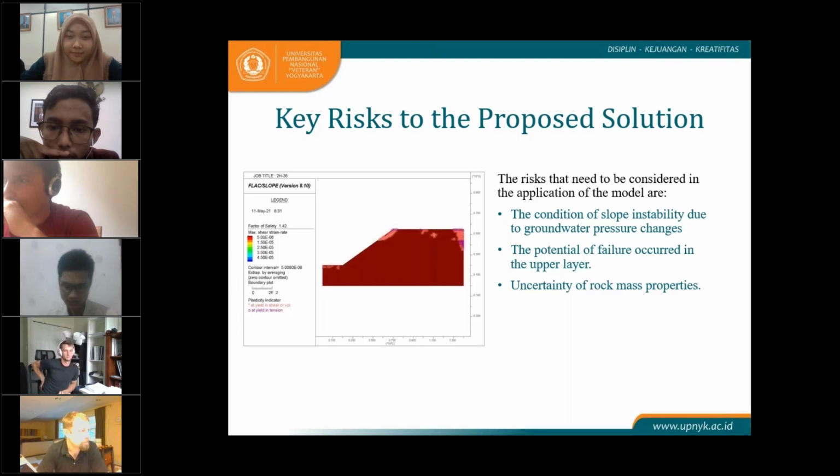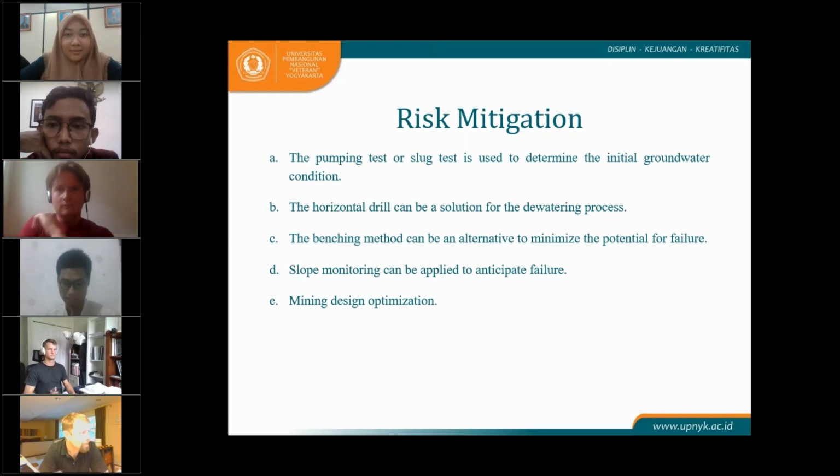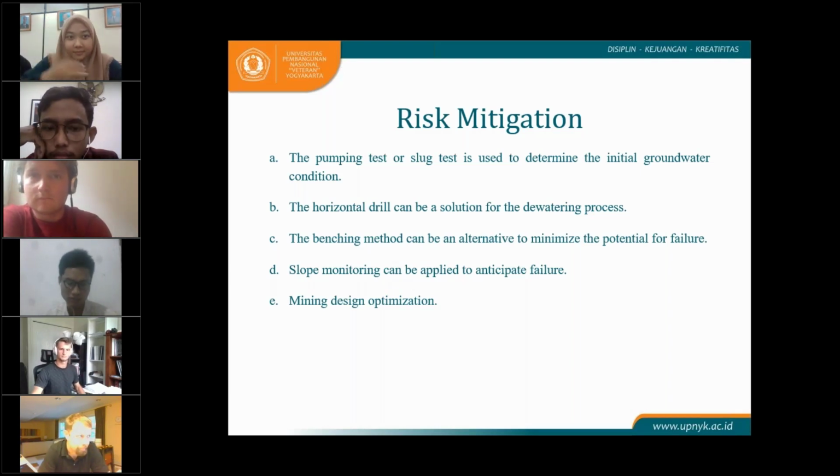Next slide. Risk mitigation. Number one, the pumping test or slug test is used to determine the initial groundwater condition. The initial groundwater is the main parameter in modeling the phreatic zone. Number two, horizontal drilling can be a solution for the dewatering process. Horizontal drilling is easy and a common application in mining areas for managing the phreatic zone.